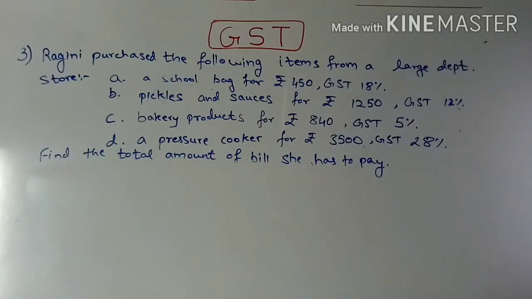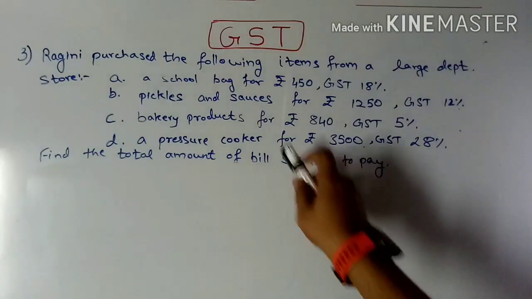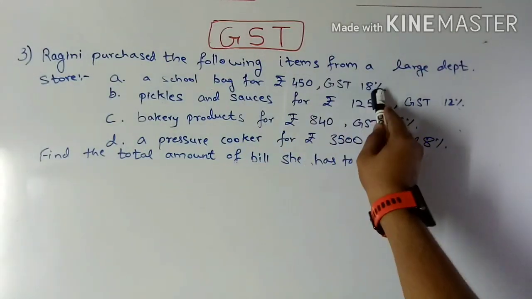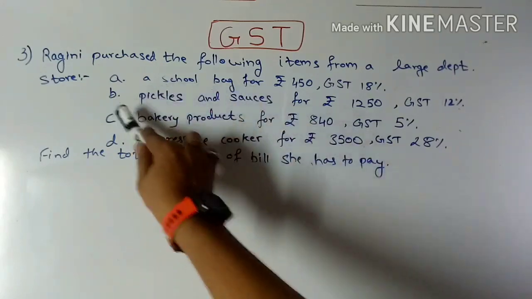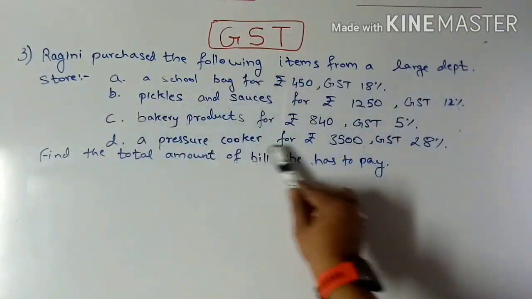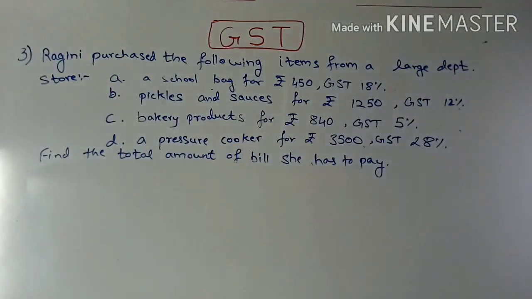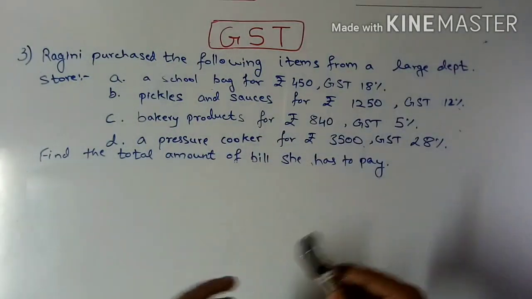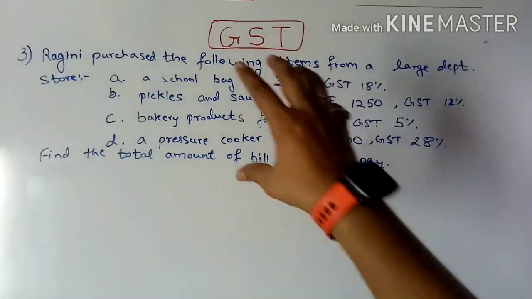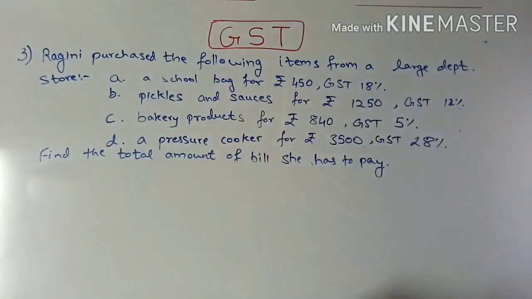So over here there are different items purchased and there are different slabs of GST levied on it. So we are supposed to calculate GST on those items respectively. So for school bag, rupees 450 and 18% GST on it. So total selling price of this, then total selling price of pickles and sauces, total selling price of bakery products, and then total selling price of pressure cooker, and then the total amount of the bill will be the sum of all the selling prices.